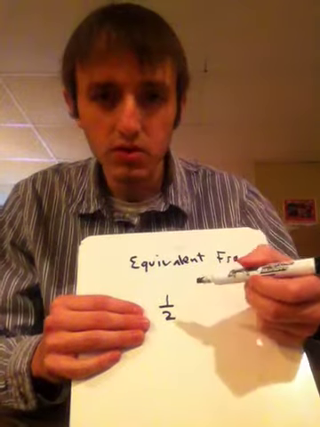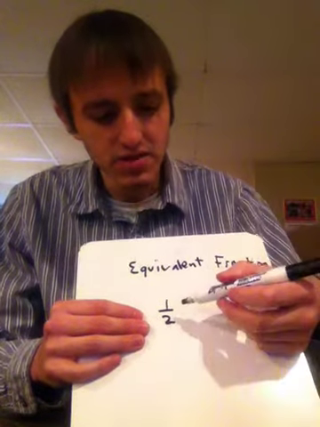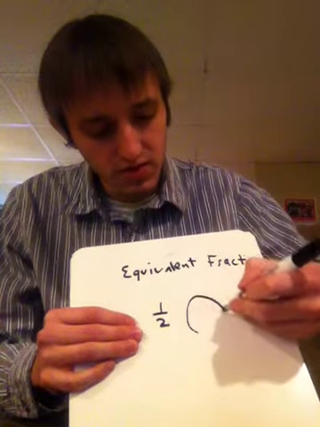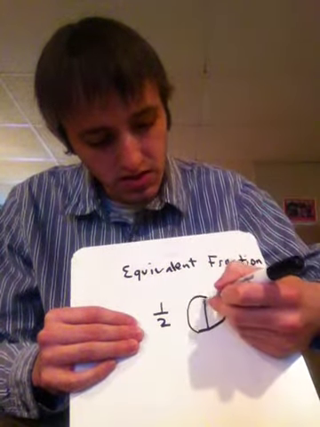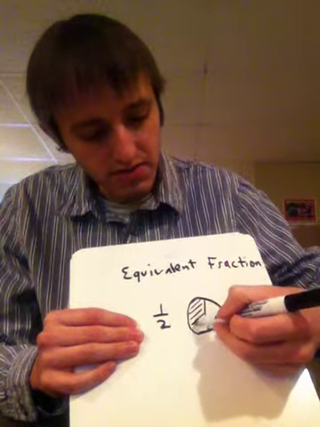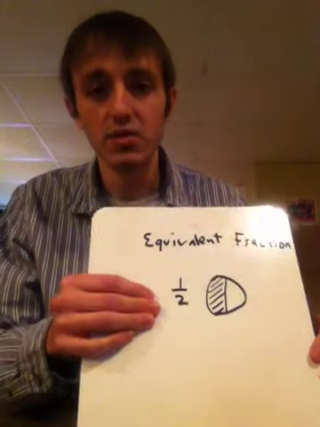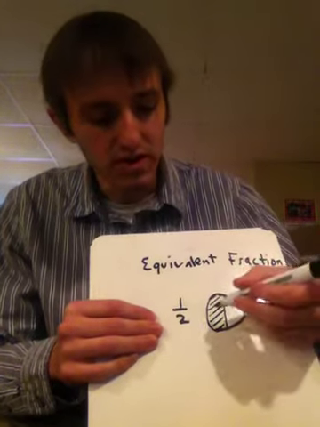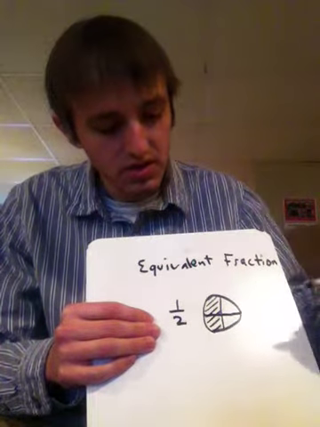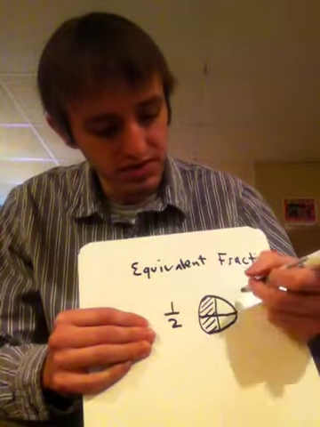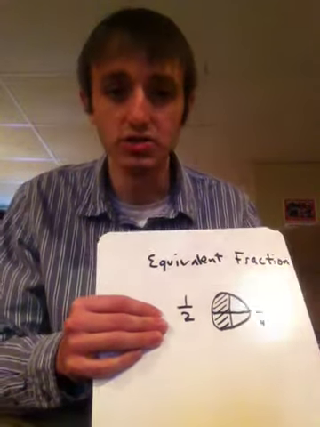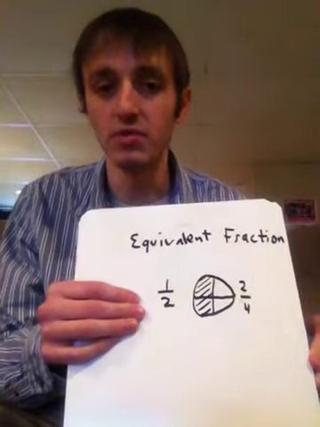Alright, so when you create an equivalent fraction, that means you're taking this fraction and splitting it up into more pieces. For instance, if we have a circle here, cut in half, and one of it is eaten, this is half of it eaten. Now if I want to make an equivalent fraction, all that means is I would cut this circle into more pieces. So now our fraction would be 2/4 eaten, which is an equivalent fraction to 1/2. As you can see, it's just broken up into more pieces.